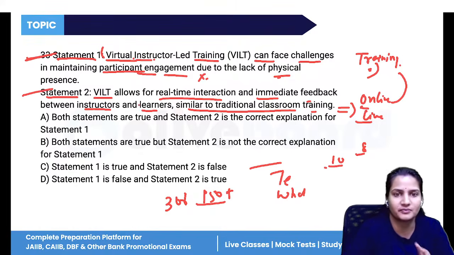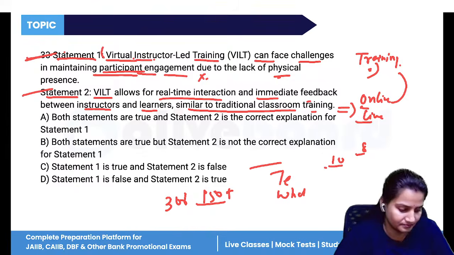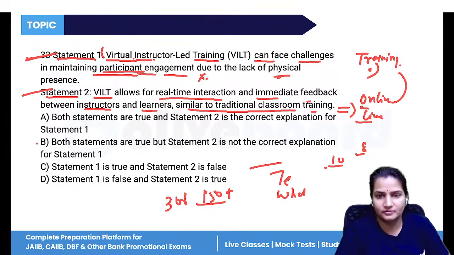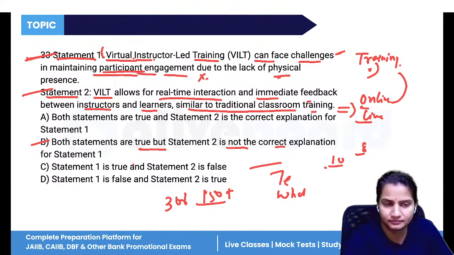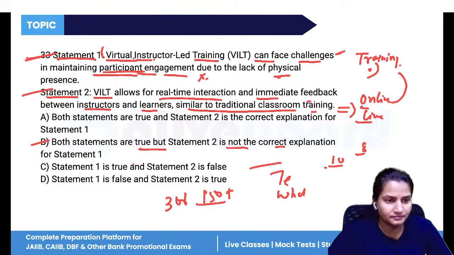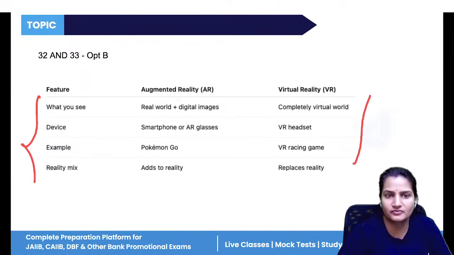Rest, both the statements are correct. This is the demerit. Rest, everything is fine. All right. So again, both statements are correct and 2 is not the correct explanation. Statement 2 is talking about the demerits, disadvantages. Statement 1 is talking about the advantages. Done. So this is all about the short of VR and AR.